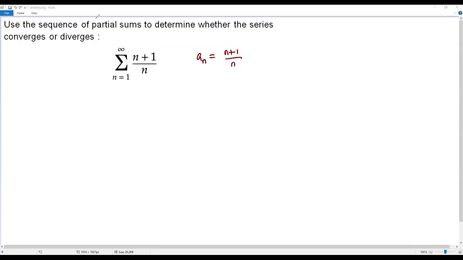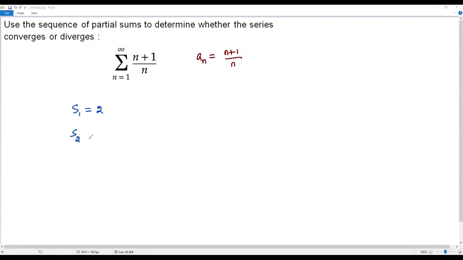Okay, now let me find the first partial sum, that is S1. So the first partial sum is nothing but the sum of the first one term of the series. The sum of the first one term is nothing but the first term of the series. To get the first term, I have to plug in n equals 1 into the nth term of the series. When I plug in n equals 1, I'm getting 2 over 1 because 1 plus 1 is 2. 2 over 1 is just 2. I'm getting S1 equals 2.